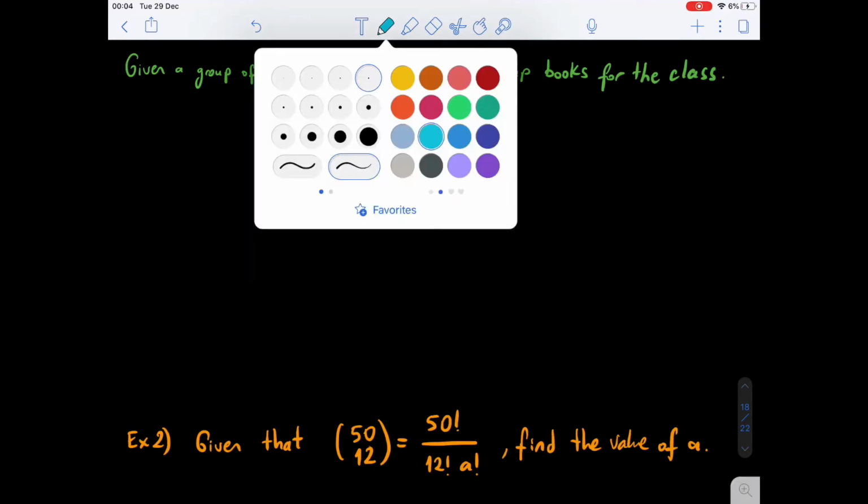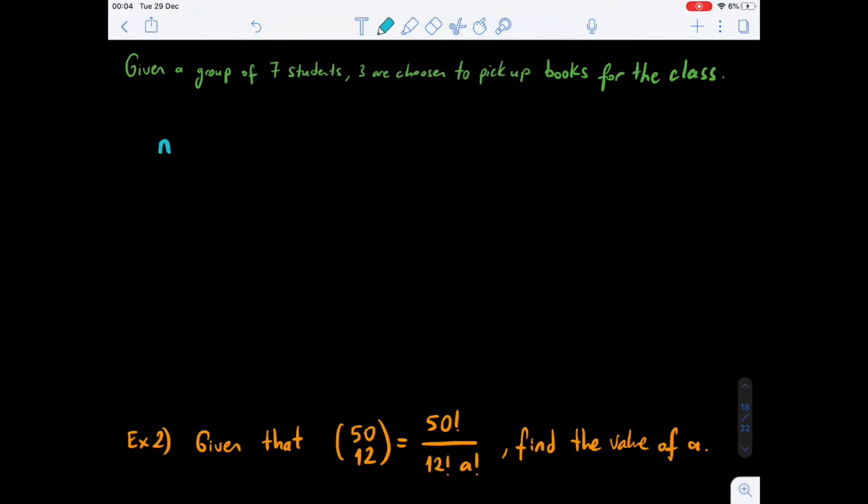So at first we have a little formula, which is n choose r. It tells you n factorial over n minus r factorial times r factorial. So we have to determine which one is n in this example, which one is r. n is the total number, so in this case we have 7 students. r is the chosen number, so in this case we choose 3 students.